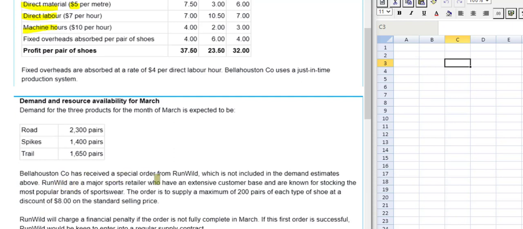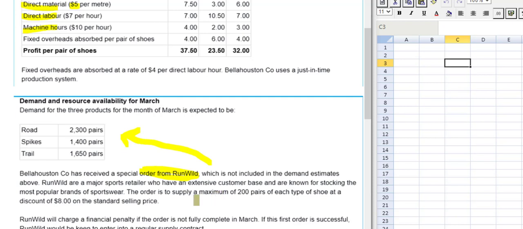Now, Bellahouston is to receive an order from Rumworld. So remember, they talked about the fact that we need to take into account Rumworld. It's not included in these. It's not included in these. So we need to add those Rumworld orders to that. So it's a major sports retailer who has an extensive customer base and are known for stocking the most popular brands of sportswear. We'll be using that narrative in part B, remember. Use the scenario to answer the question.